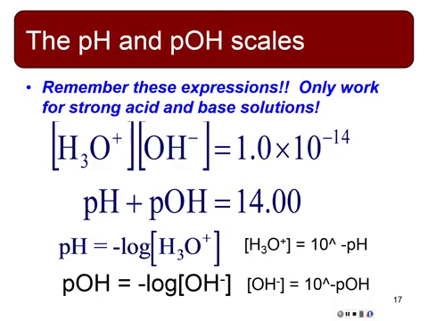If you rearrange these, in this scenario, you're given the pH, but you need to find the hydronium concentration. So these two are just rearrangements of this.